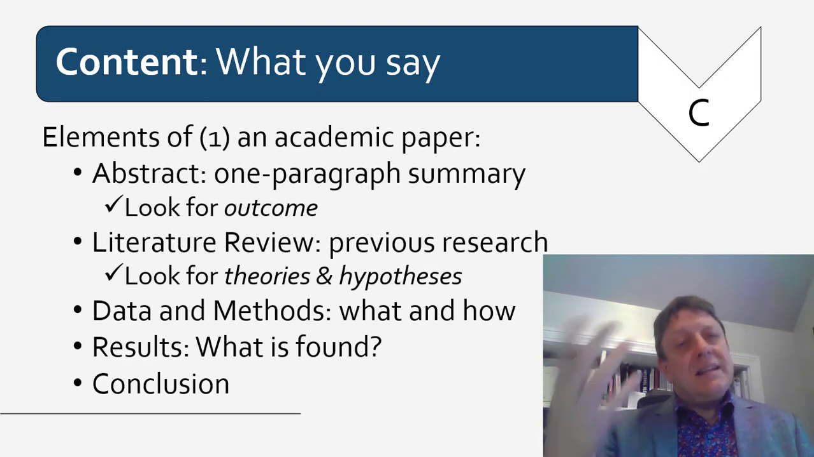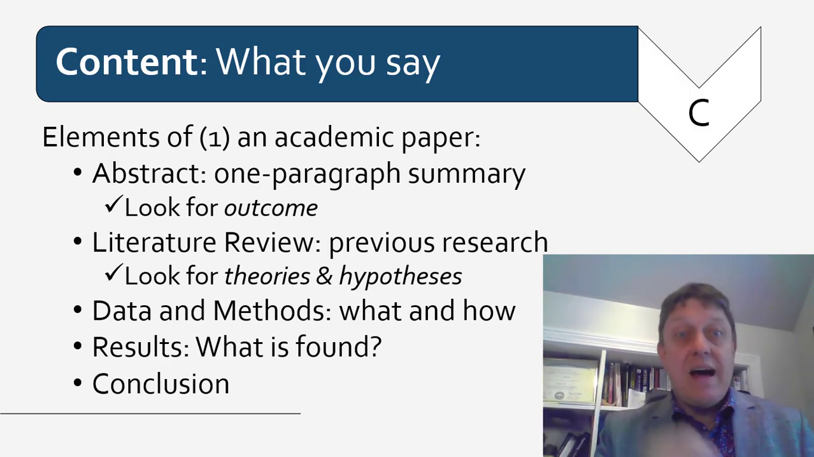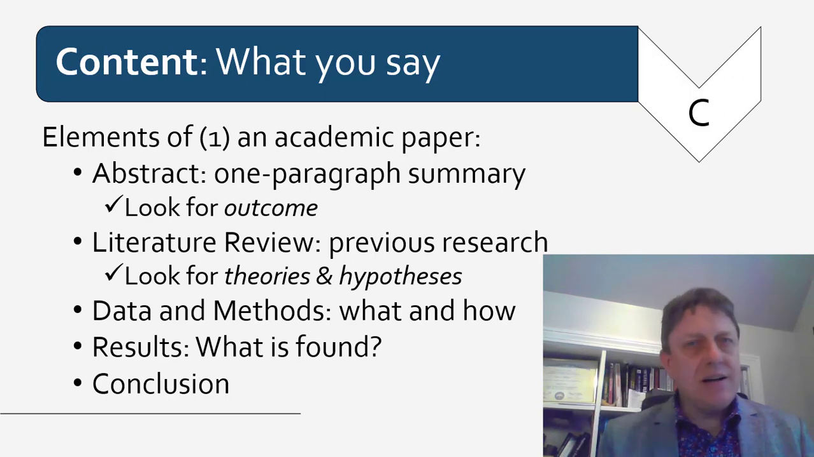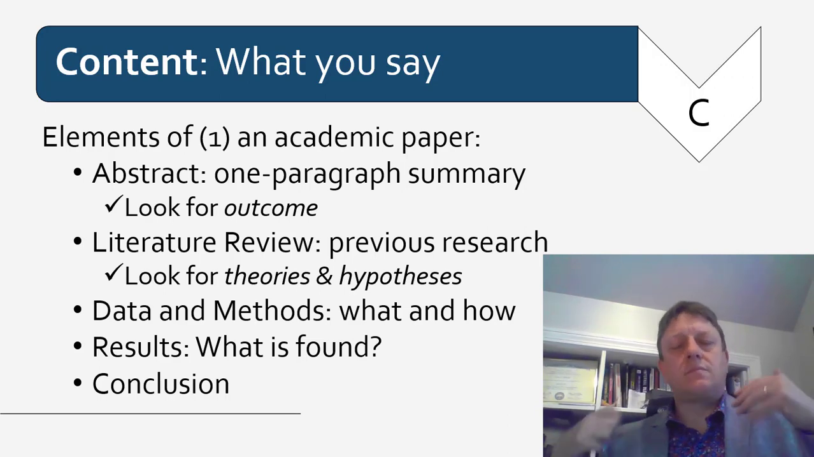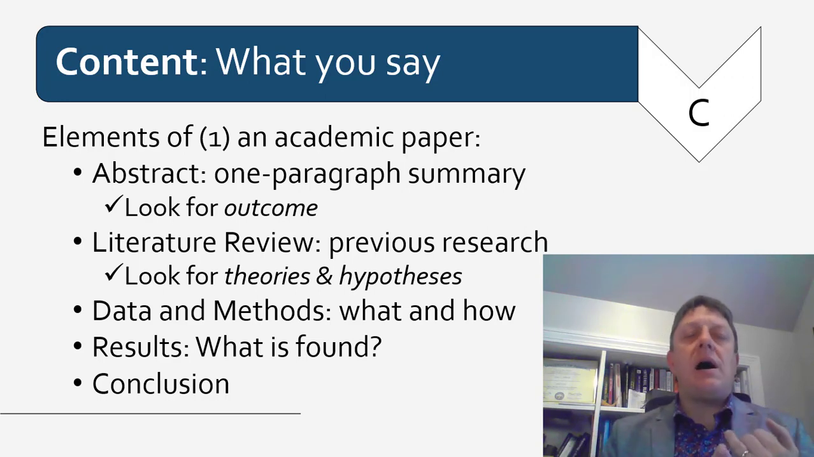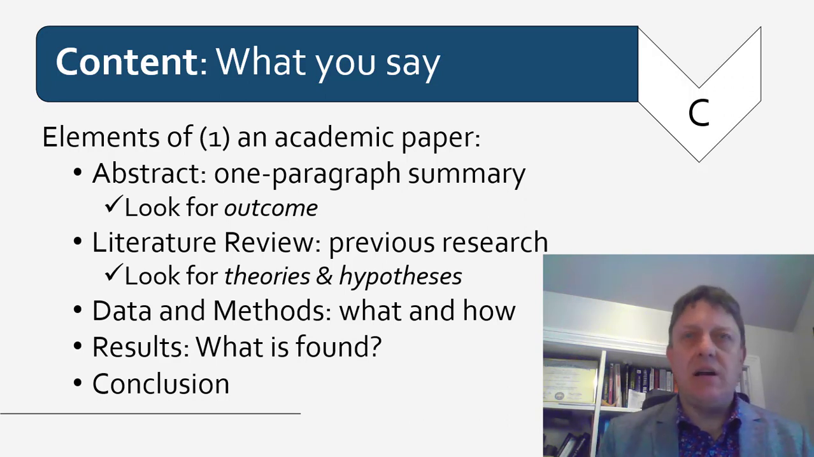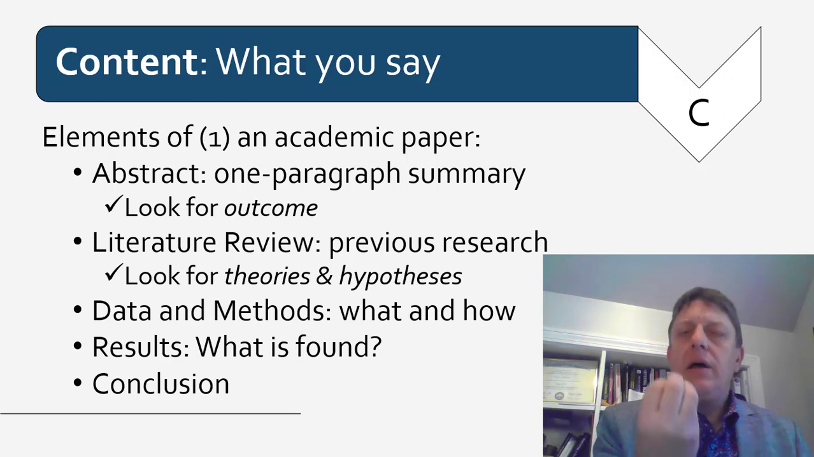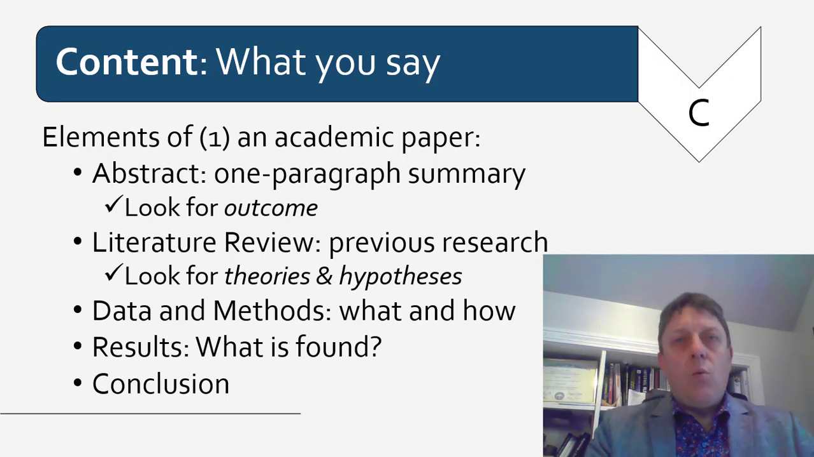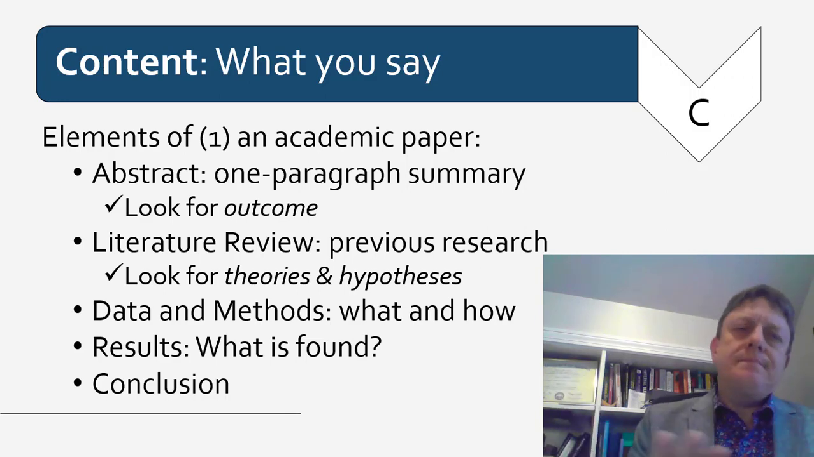So let's talk about academic papers. The elements of an academic paper are, first, an abstract. It's a one-paragraph summary of what a research paper is all about. In that, you can look for an outcome. Now, what is the outcome of the study? You have to be able to make that clear in your presentation of content. What are they trying to explain? What is the research question? So thinking about the outcome that they want to explain is essential.